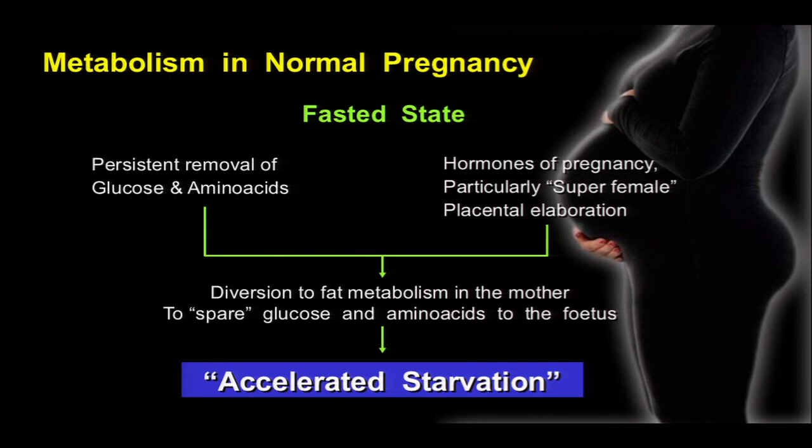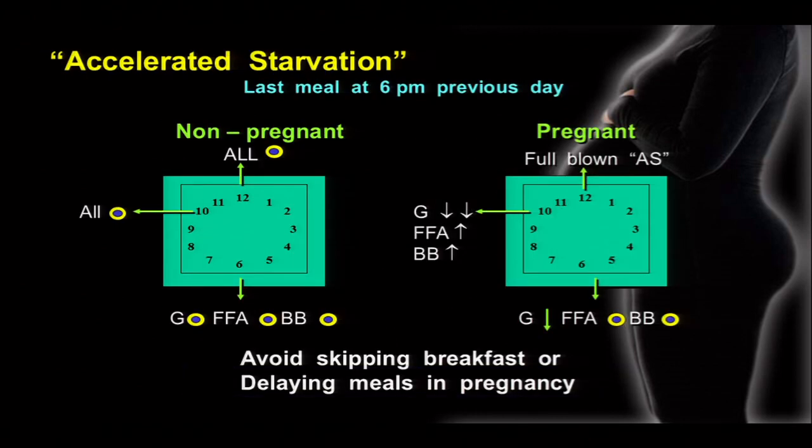Now, in the fasted state, you have two things happening. One is persistent removal of glucose and amino acids, and two is the elaboration of the hormones of pregnancy, the super female elaboration of placental hormones. These two put together divert the mother to fat metabolism to spare glucose and amino acids for the fetus, which ultimately results in what is called accelerated starvation. Now, what is accelerated starvation?